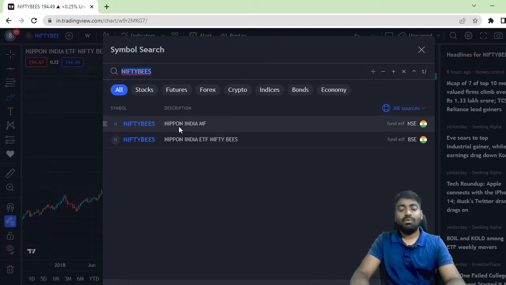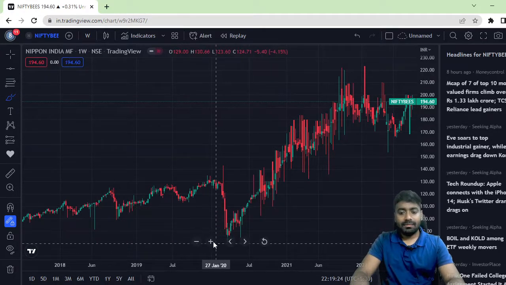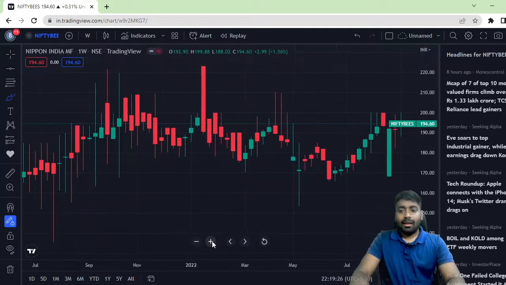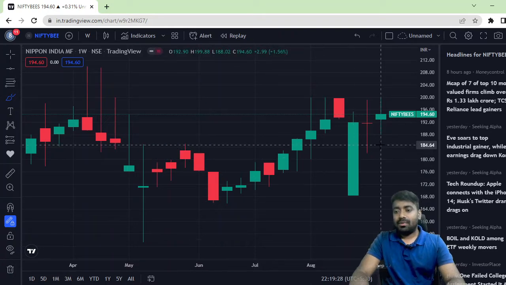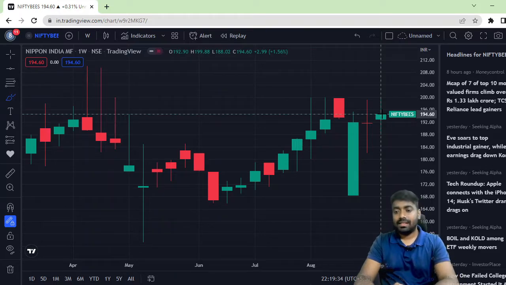Okay, so one is available in the NSE, one is available in the BSE, you can choose either, but in my case I am choosing the fund that is trading in the NSE. So right now you can see this is the fund I am talking about. The Nippon India Nifty Bees is trading at around 194, which is where it traded last week.